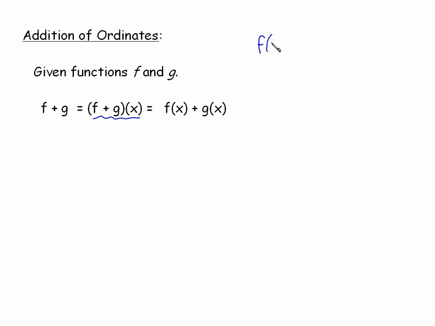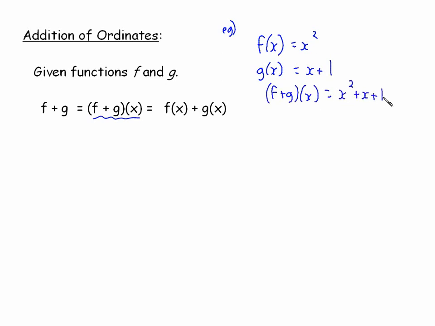Now don't turn this into something complicated. For example, if you had f at x is equal to x squared, and g at x is equal to x plus 1, this really would just mean that if we were to add these together, f plus g at x, we would be just adding the x squared plus x plus 1. So nothing really remarkable about it. And this would be true even if you did have non-polynomial type functions.